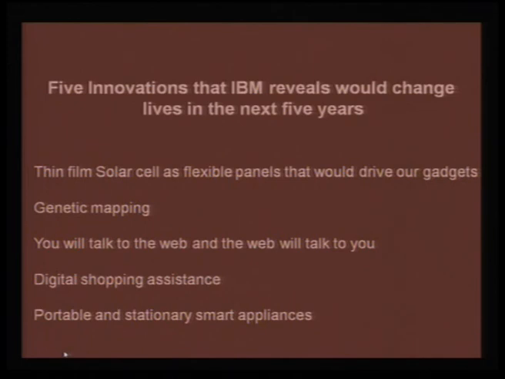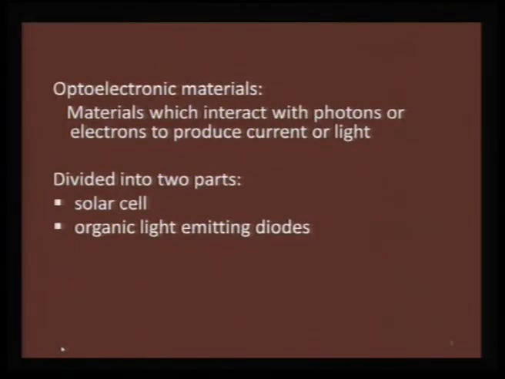Therefore, it is very imperative that we study materials chemistry and understand the photonic and electronic applications in these devices. As I told you, we can broadly classify the photoluminescent or photonic materials as optoelectronic materials, because materials which interact with photons or electrons either produce current or light, inversely. So in the case of OLEDs, we are actually harvesting light, and in the case of solar cells, we are actually harvesting current.